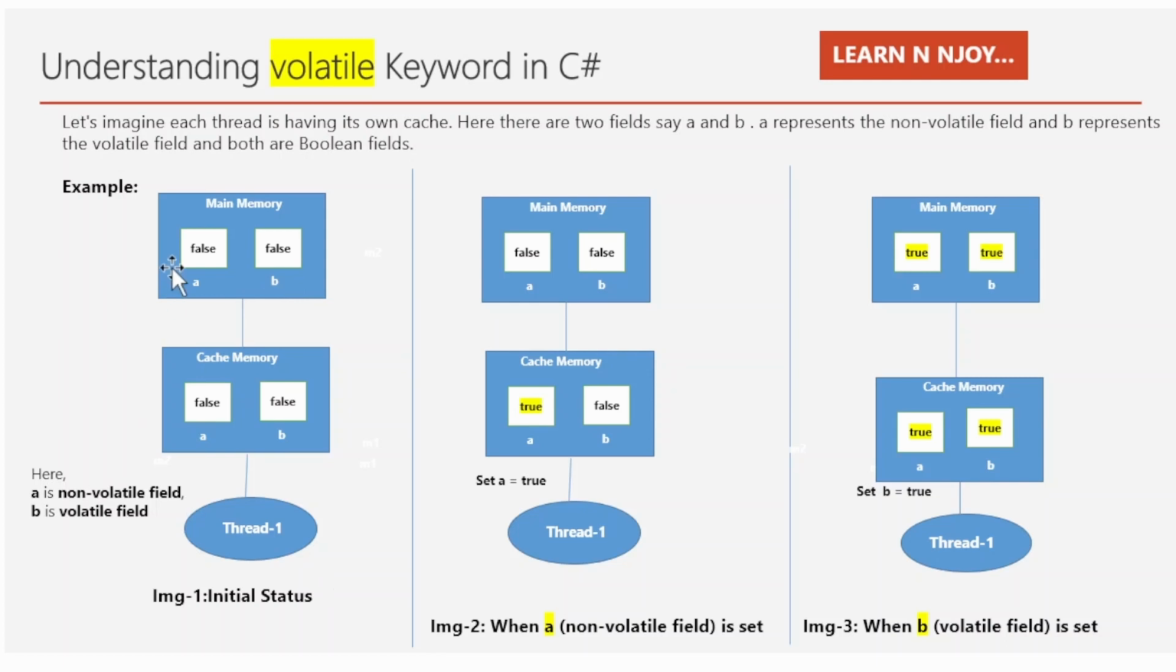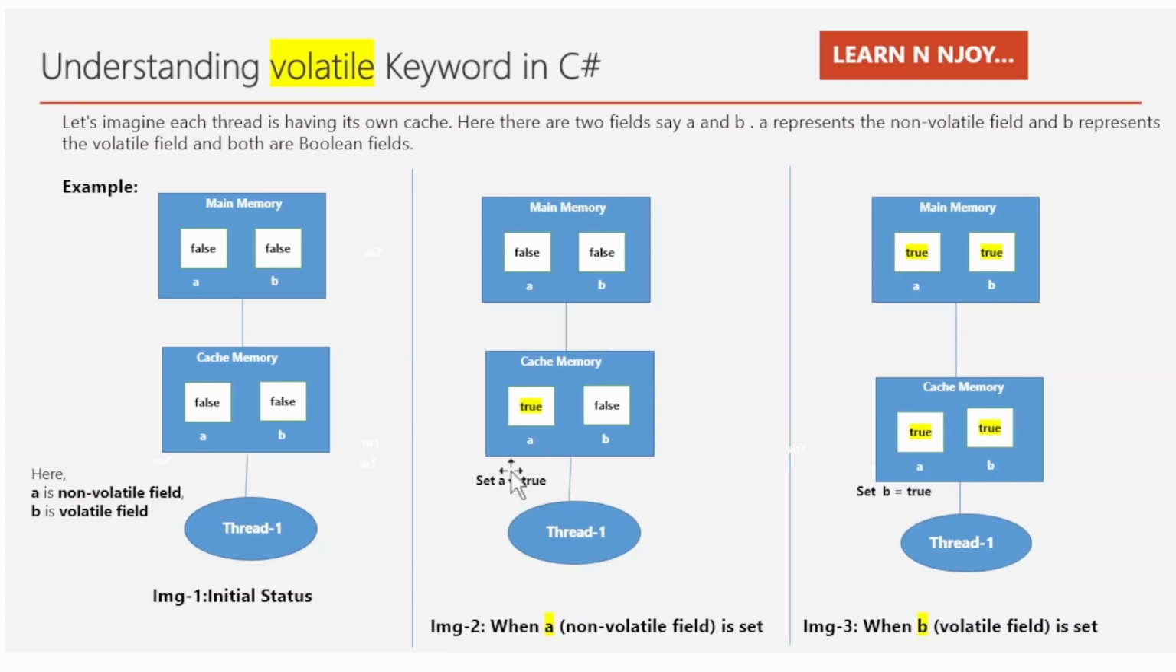Here main memory contains the value of A and B as false, and cache memory also has the same false value for these two variables, right? That's what you are able to see. Main memory A is false, B is false, cache memory A is false and B is false, right? And here A is a non-volatile field and B is a volatile field.